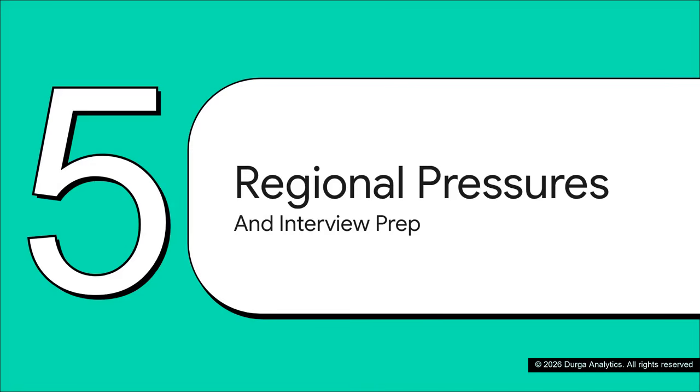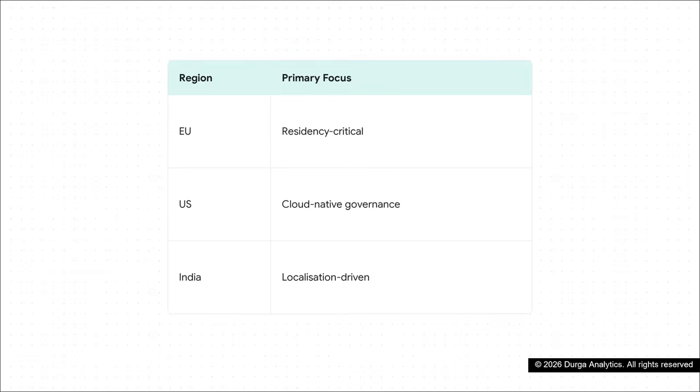Let's jump to Section 5, regional pressures and interview prep. It's vital to look at how these governance strategies shift depending on where you are in the world. If you're a data governance lead rolling this out globally, you're constantly balancing competing regional pressures. In the European Union, residency is critical. You're dealing with strict GDPR transfer rules and DORA resilience expectations. Over in the United States, the focus is much more on mature, cloud-native tooling and heavy multi-cloud environments. And in India, it is heavily localization-driven, strongly shaped by the RBI's strict expectations around cloud and outsourcing.